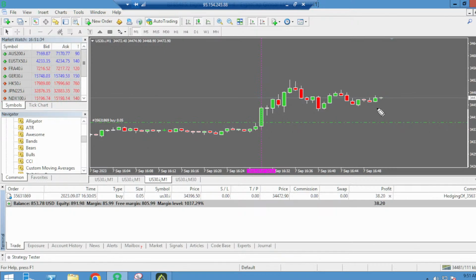So you could have 10 trades and only one's a winner. And the one trade that's a winner makes up for the 10 that you lost, and also puts you in profit. So this EA is not about a win rate. The win rate on this EA could vary. It all depends on market conditions. This EA trades market conditions.